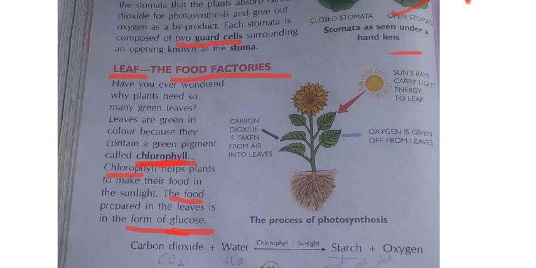Whatever food the plants are preparing, they will take through the small openings called stomata, I told. Will stomata be above the leaf or under the leaf? Under the leaf it will be there, and each stomata will have how many guard cells? Two guard cells will be there. See here what they have given.